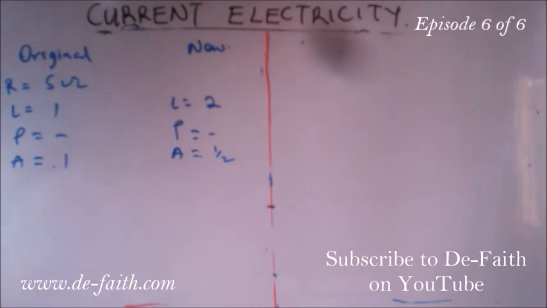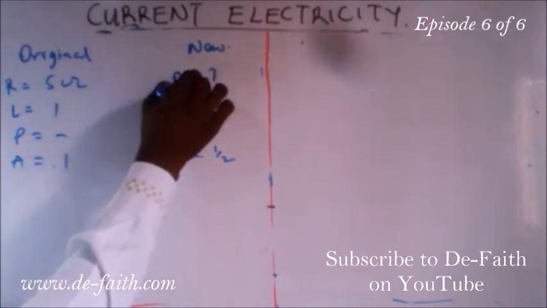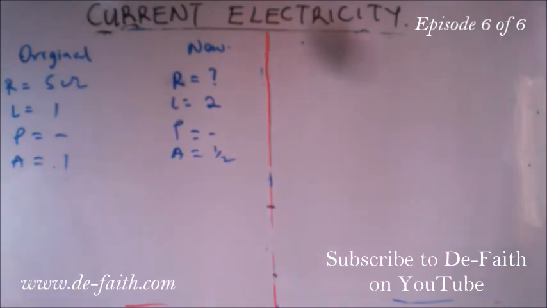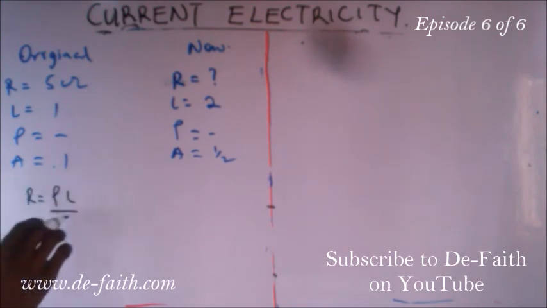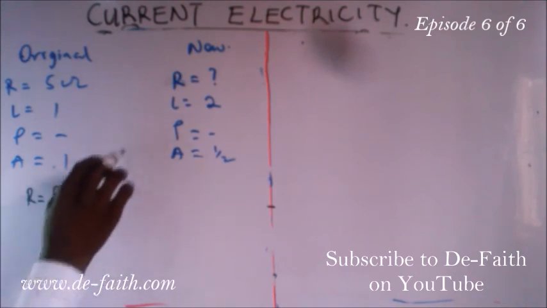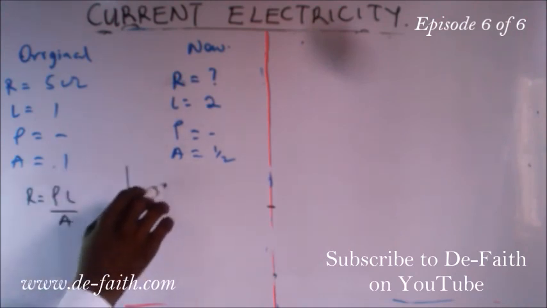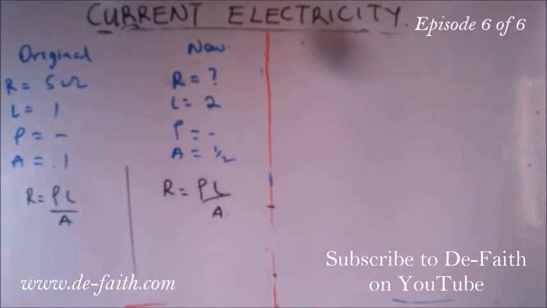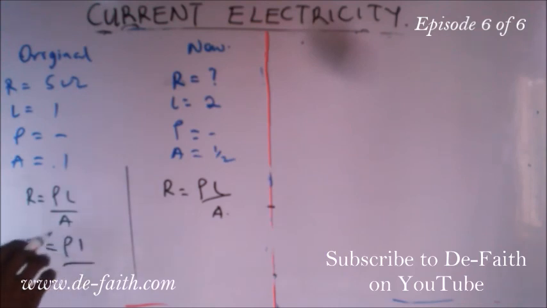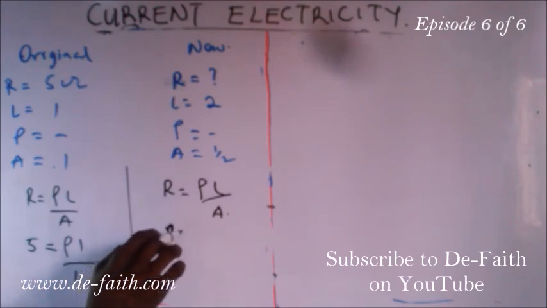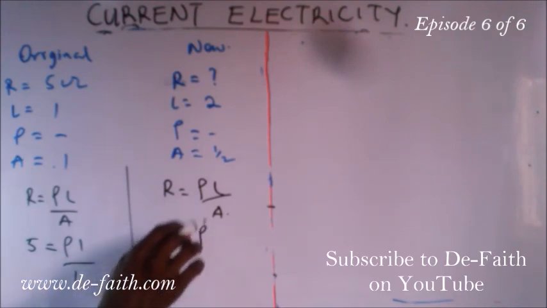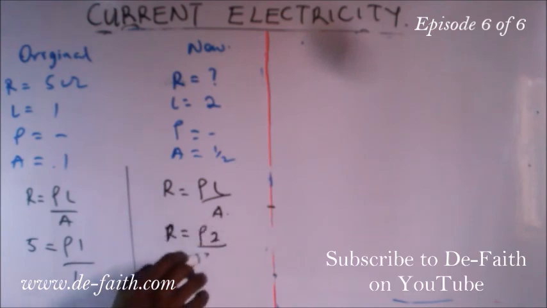We have to calculate the new resistance, so we are looking for the new resistance over here. So we apply our formula, which says that R equal to resistivity times length over the cross-sectional area. So we are going to apply it on the two sides. Our R here is 5 and we have a resistivity which is constant and L is 1. Then area is 1. And over here we have our resistance to be unknown. We have our resistivity, our length as 2 and area as 1 over 2.